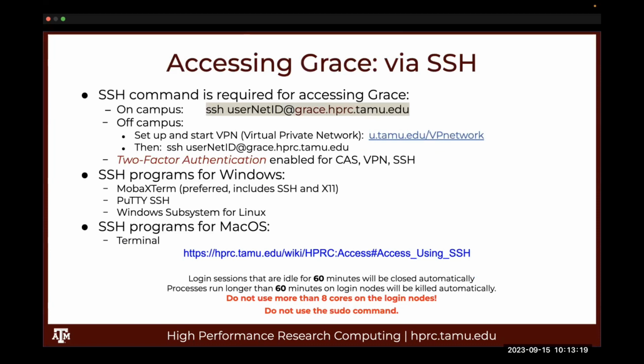All right, so we're going to be working on Grace today for our exercises and to play around on the terminal. There are a few different ways of accessing Grace. If you're on campus and you have a Mac, you can just use the terminal and SSH in with your user net ID and then at grace.hprc.tamu.edu. If you are off campus, you'll need to have the VPN going in order to access any of our systems.